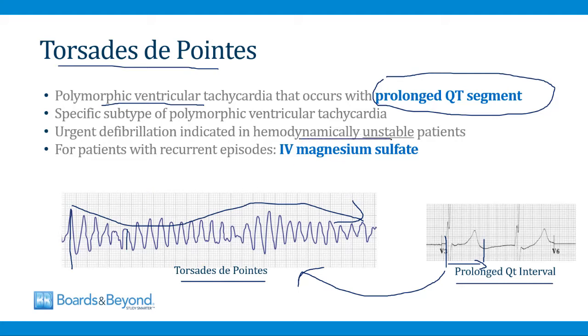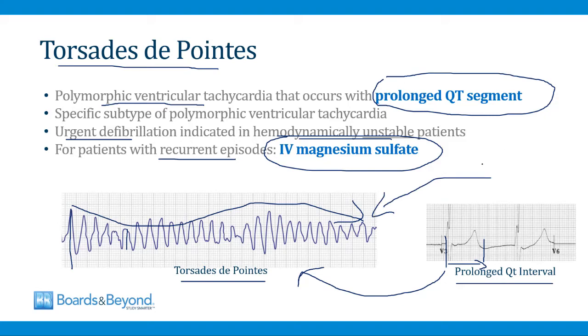If the patient is hemodynamically unstable, you administer urgent defibrillation. The one special thing about torsades that you should know, especially for your boards though, is that when patients have recurrent episodes, you can treat this with intravenous magnesium sulfate. For reasons that are poorly understood, magnesium sulfate works to suppress Torsade de Pointes. This is the only arrhythmia where we use it. So in a board question of a patient having this arrhythmia who has a history of something causing their QT segment to be prolonged, the right answer is often magnesium sulfate.